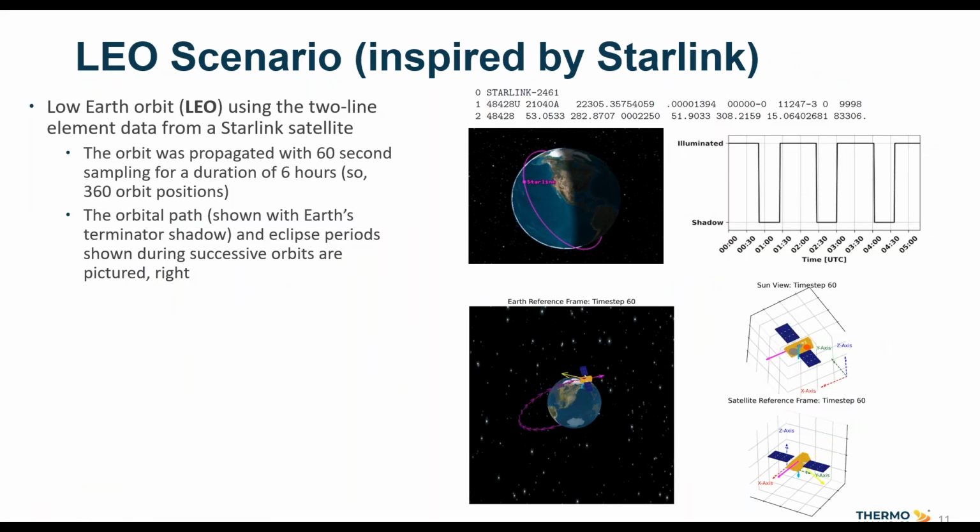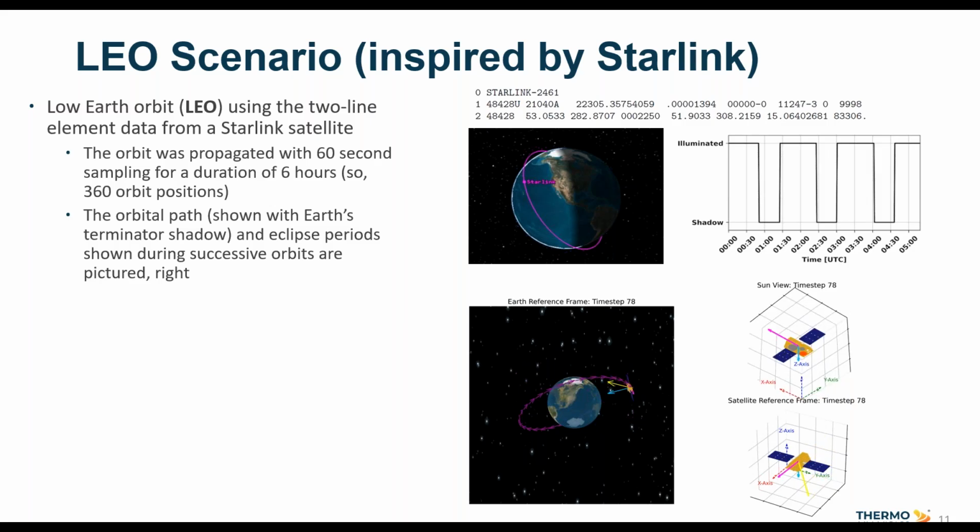Okay, so we're going to start by looking at a LEO scenario, inspired by a Starlink kind of orbit. We're using a two-line element from a Starlink satellite, and then we're propagating that for a duration of 6 hours with an orbital position every 60 seconds. So every minute of that 6 hours, we've got a different position of the satellite. The graphics at the right help you visualize what that orbit looks like. There's an animation showing the satellite going around the Earth. In the upper right, there's a graph that shows the periods of time when the satellite is illuminated by the sun and when it's in shadow from the Earth.